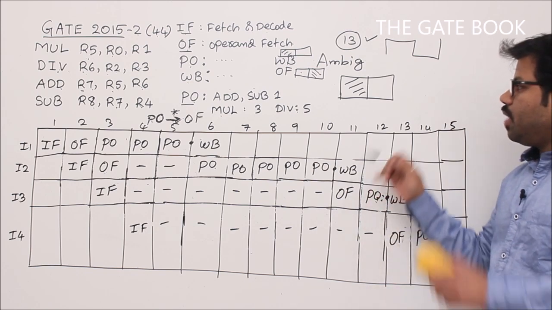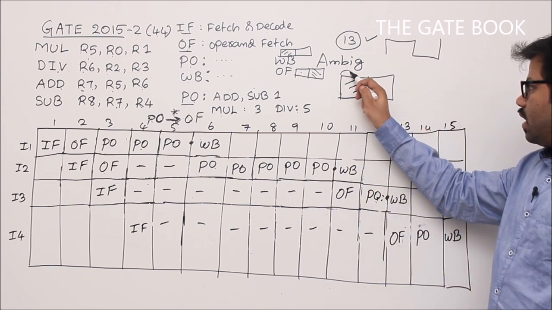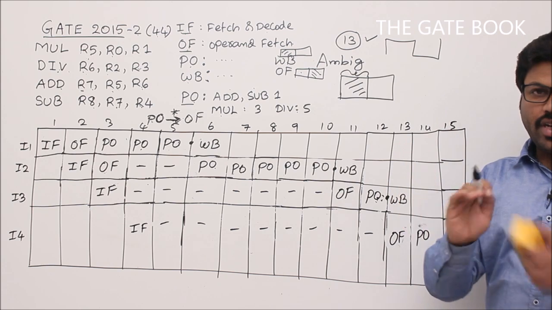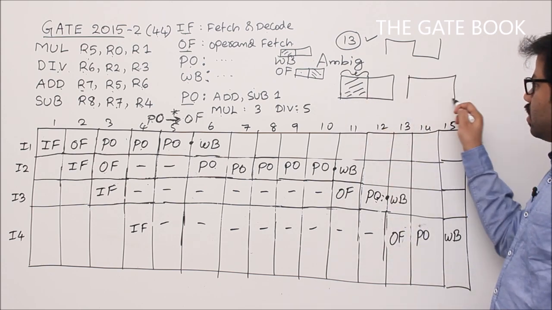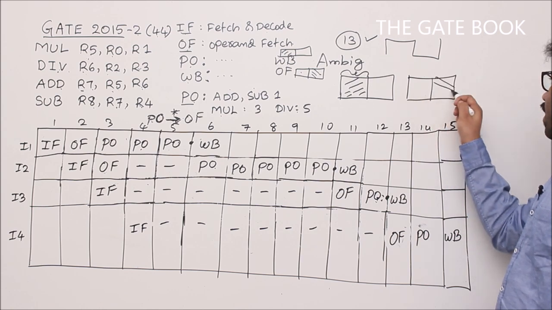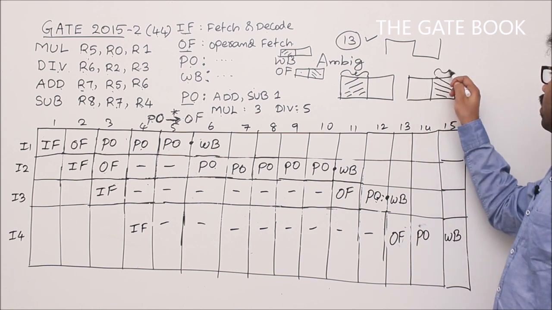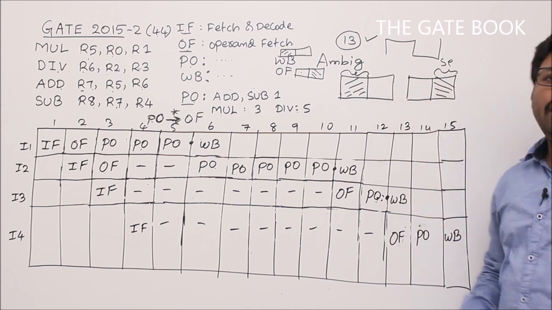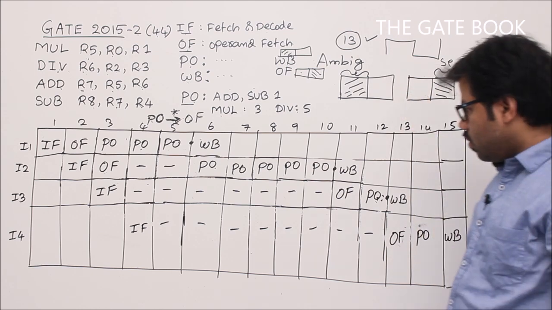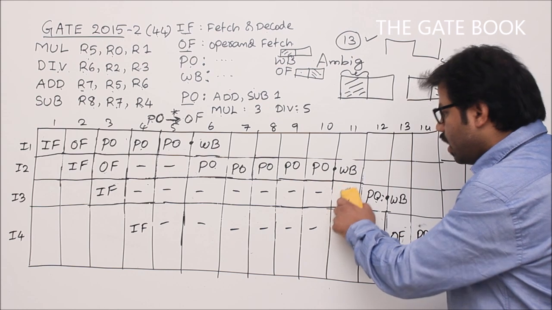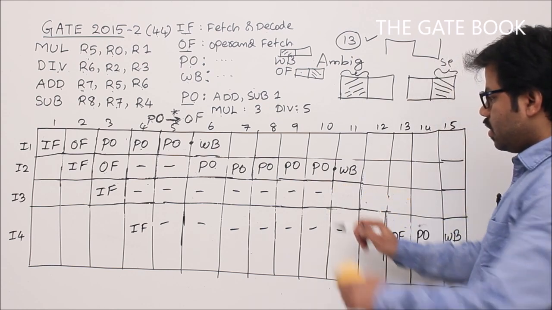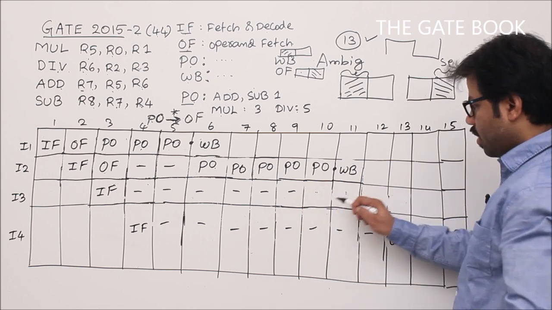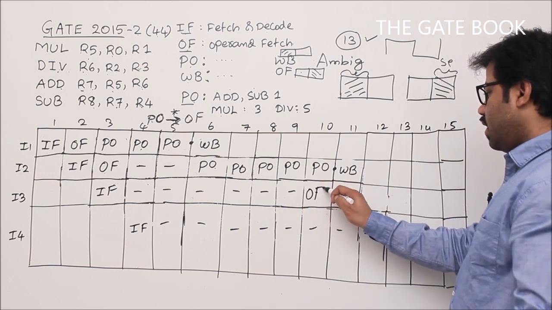Here also let me assume like that. Perform operation is updating the results in the first half of the clock cycle, and the operand fetch stage is reading the operands in the second half. If that is the case, then we don't really require waiting for this operand fetch to be taken here. We can take operand fetch here itself.